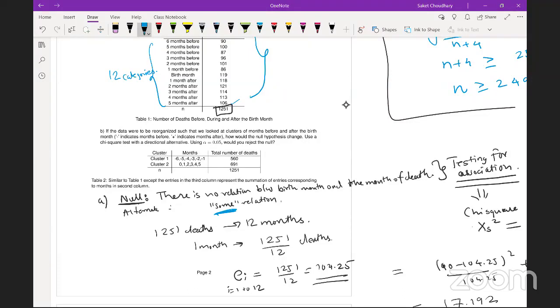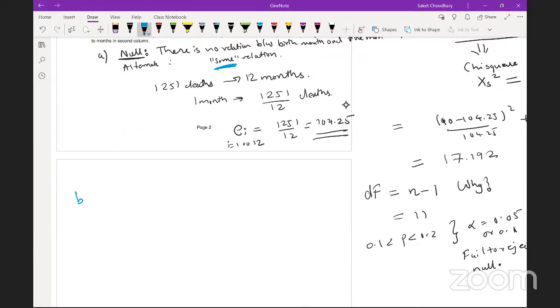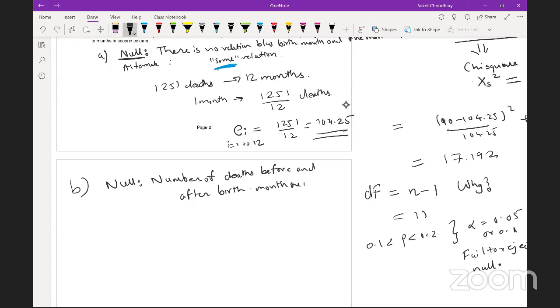Because that would tell us whether we reject the null or not. So if we reorganize our null, which is essentially what part B is asking us to do, and say that the number of deaths, so if we reorganize this and only focus on the before and the after part rather than concentrating on each month, the number of deaths before and after birth month are independent, or in other words, there is no association.